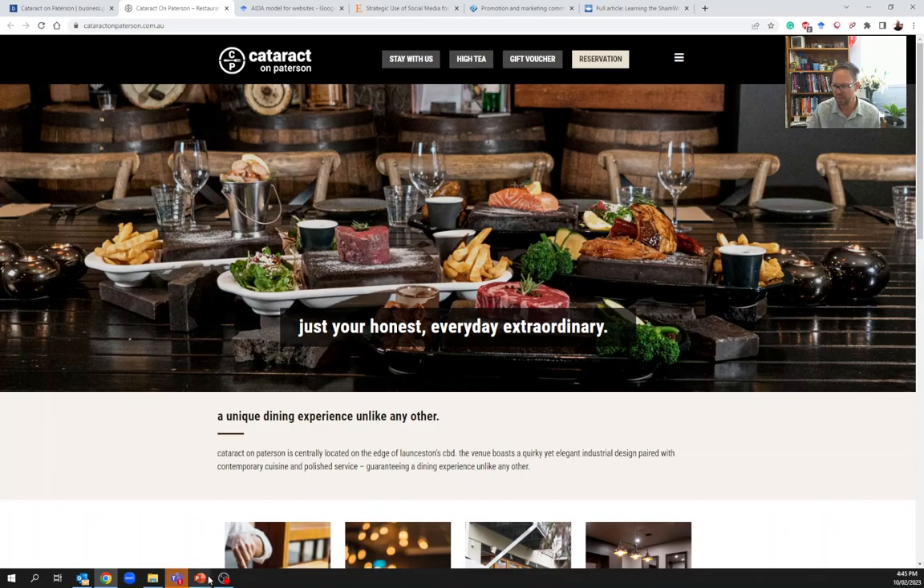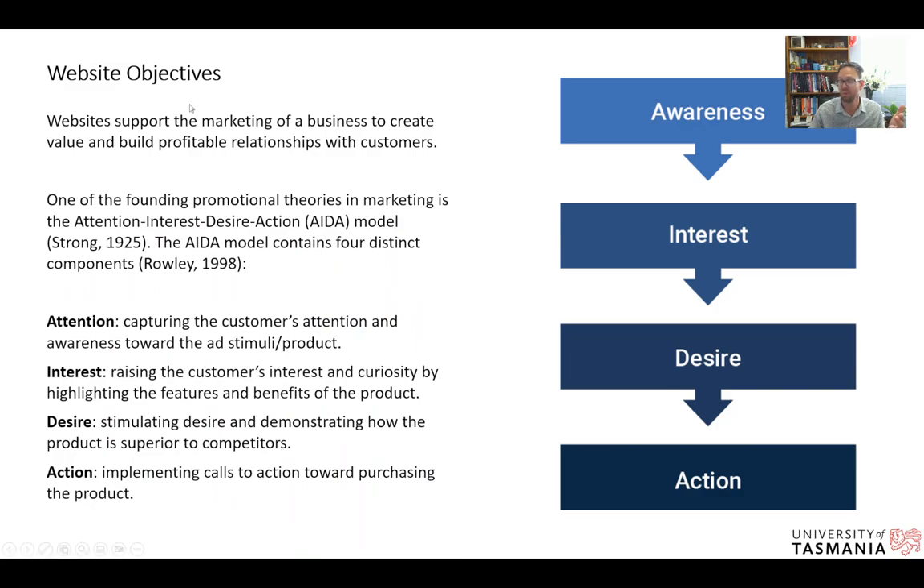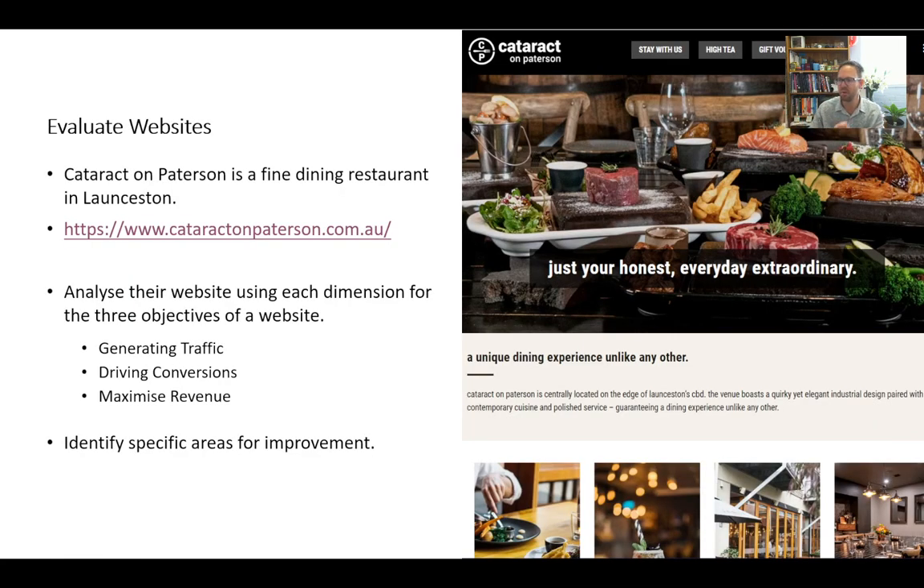Now I'm going to pull up my lecture slides again, if it works. Yeah, good. So what I want you to do is analyze the website using each dimension of the three objectives. Remember, we want to think about generating traffic, driving conversions, and maximizing revenue. For these three objectives, we can also use the AIDA model: attention, interest, desire, and action. So we've got a few things to work on when we analyze this. I know I'm dumping a lot of theory on you at the moment, but we've got the AIDA model, which we want to use, and we've got these three objectives.